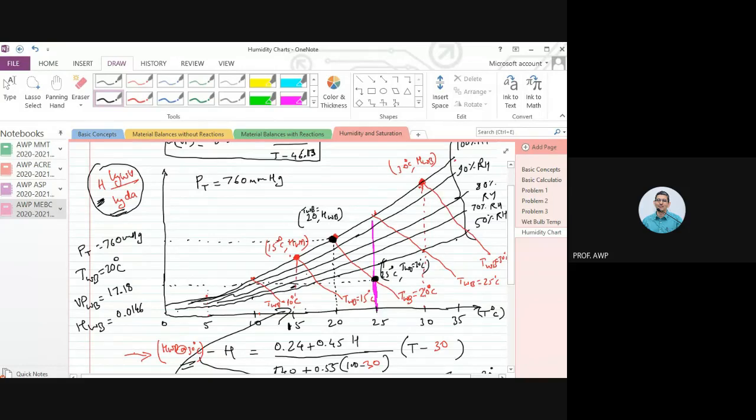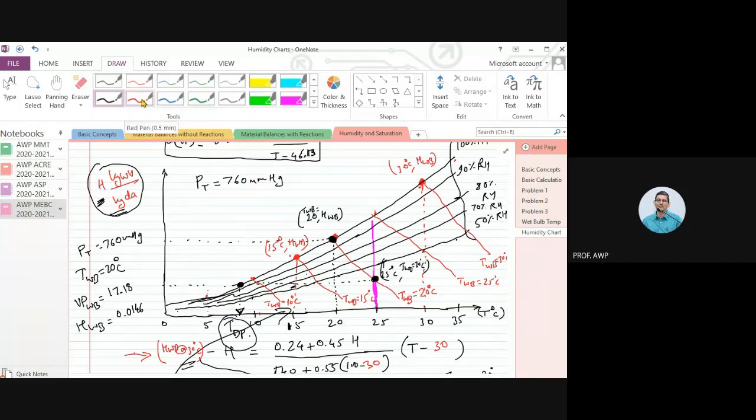And I can get the dew point straight away from the corresponding 100% RH. This would be the dew point. Okay. So I give you any two parameters.